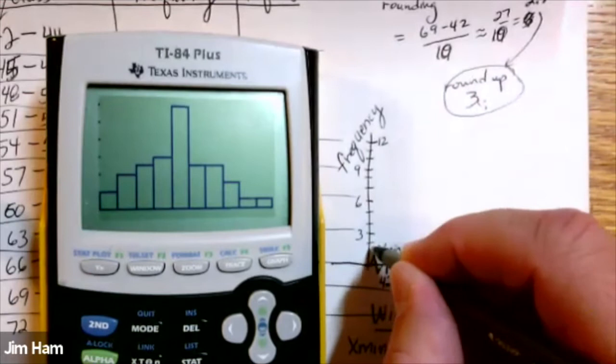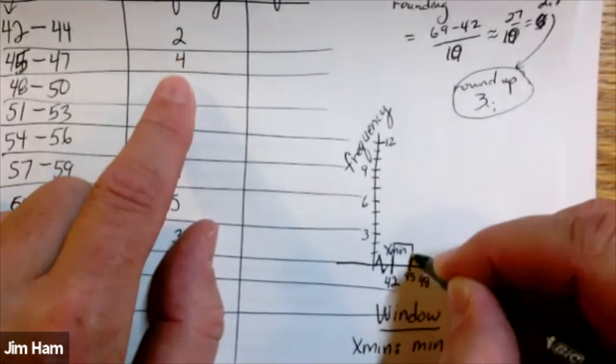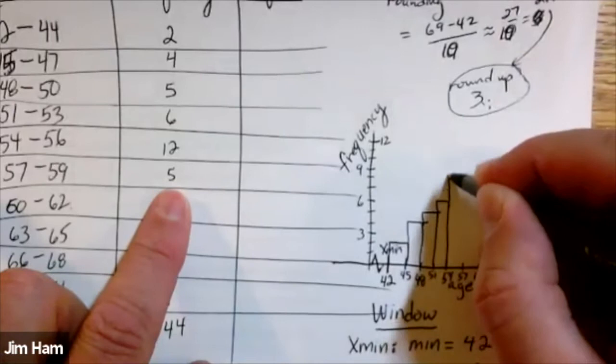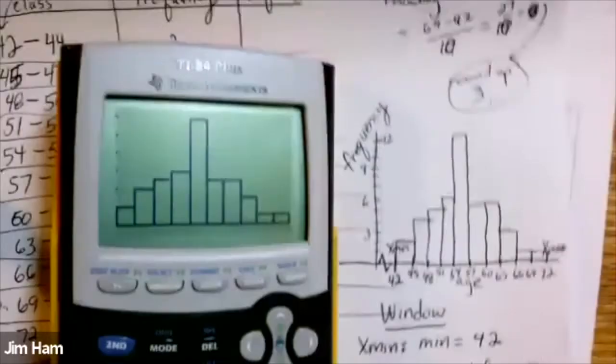So for the lowest bar, we go up to 2, and then up to 4, and then up to 5, and then up to 6. All right, my scale's a little bit off, and that's why the bars look non-uniform. So the next one goes all the way up to 12, and then a couple of 5s, and then a 3, and then a 1, and then another 1. By hand or by calculator, they should look pretty close.